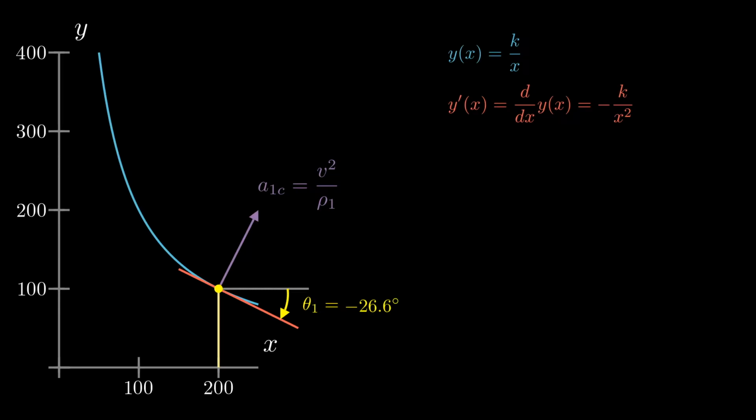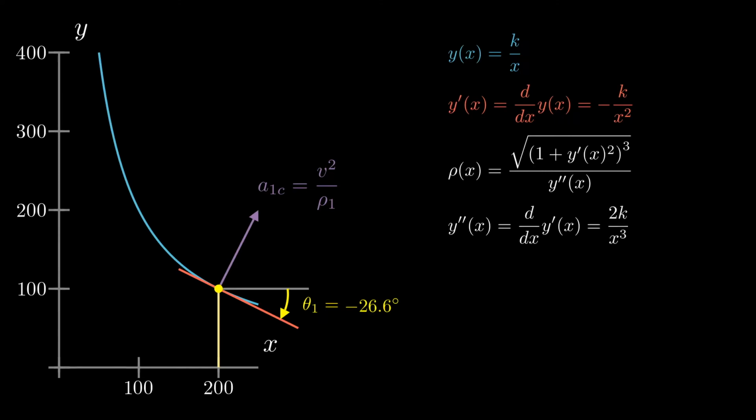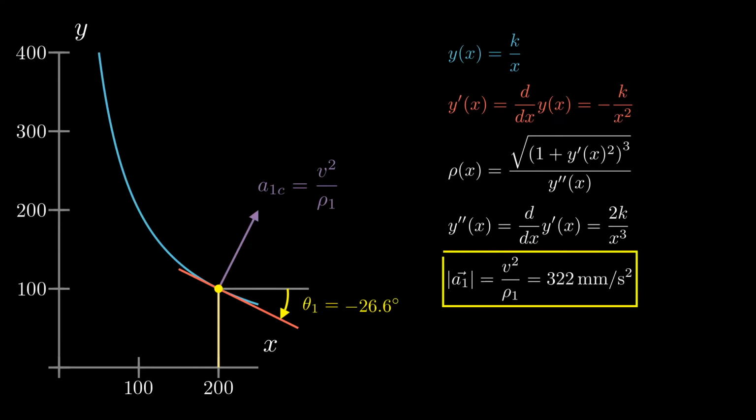In this case, we don't know the radius of curvature, but we can find it using this formula. The formula asks for the second derivative of y with respect to x, so we can find that function as 2k over x cubed. Substituting in x1 into these functions tells us the magnitude of the centripetal acceleration, which is 322 millimeters per second squared.